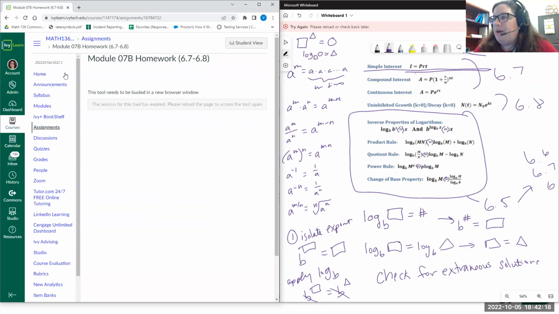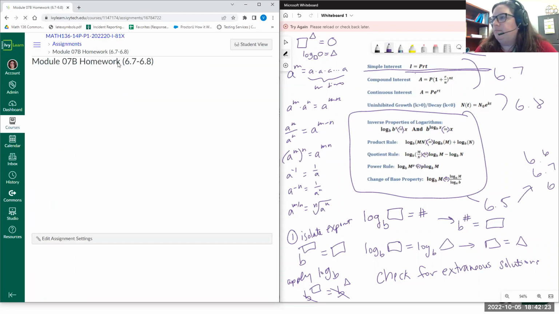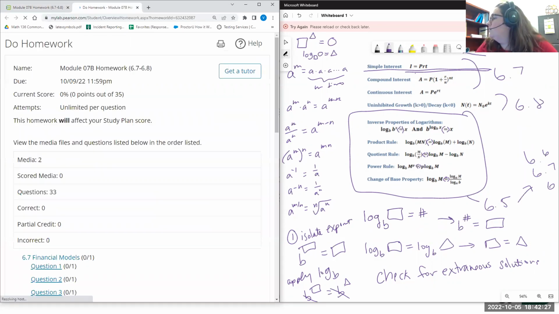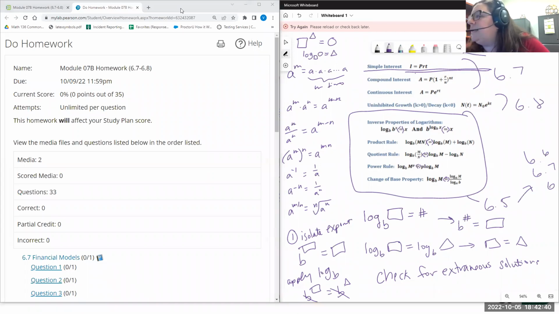But I'm going to switch over to 7B. So 7B, we have section 6.7, which is financial models. So this is applying exponential equations, but now we're putting particular meaning to the pieces. So we have these interest formulas.